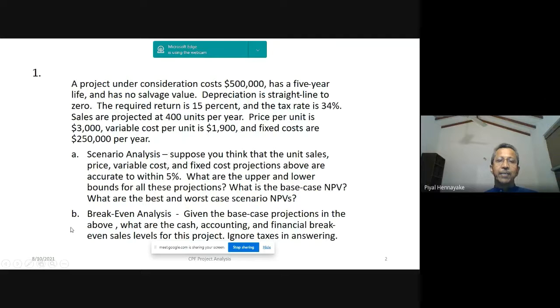So look at the break-even analysis, right? In the exam, I'm not giving scenario analysis or break-even analysis. This is for the notes for your assignment. Given the base case projections above, what are the cash, accounting, and financial break-even sales levels for this project? Ignore taxes in answering.